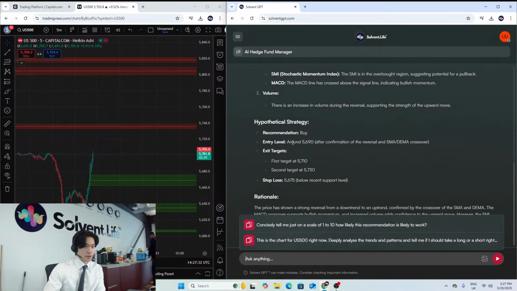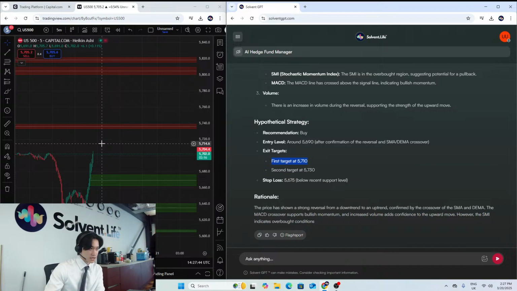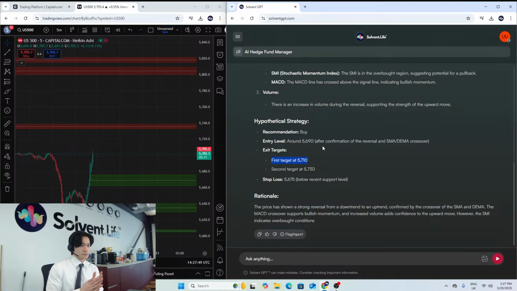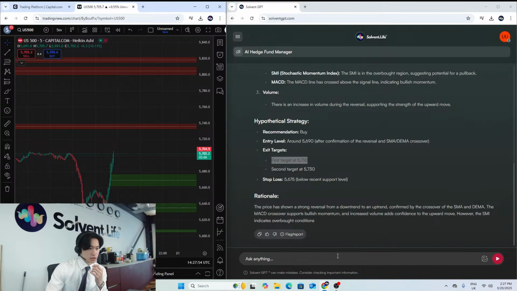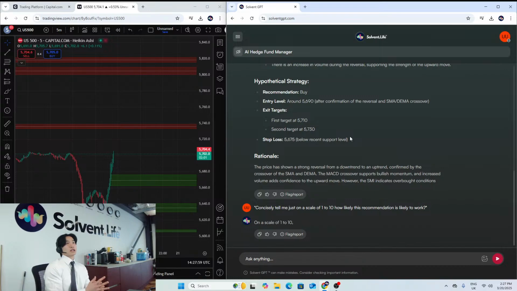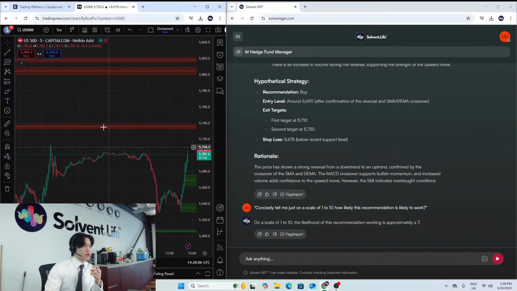So it does say buy. The GPT does recommend us to buy at 5,690. We've passed that level now, and first target at 5,710. So it does recommend, exactly what I said, a short-term buy. Stop loss down here. Okay, let's ask for a rating as to how likely this is to be a successful trade. 7, approximately a 7. That's great. That is great news.